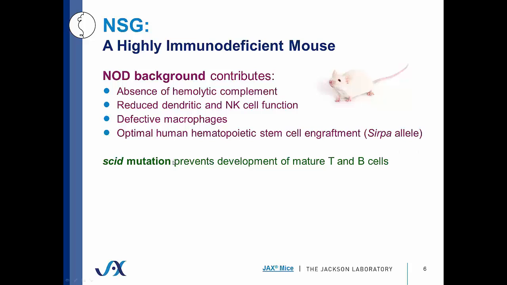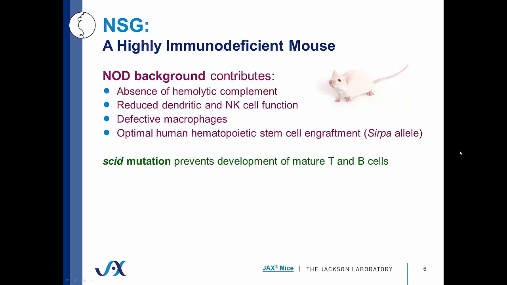The second feature of NSG mice is the SCID mutation. SCID, or severe combined immunodeficiency, results in the loss of function of a gene involved in resolving double-stranded DNA breaks. And this is important during VDJ recombination during T and B cell development. So the presence of this mutation prevents mature T and B cell development, further adding to the immunodeficiency of this strain.